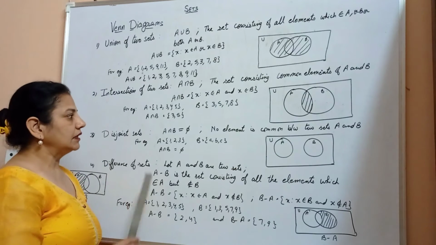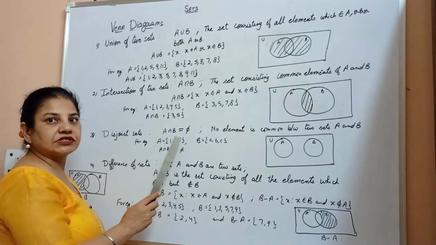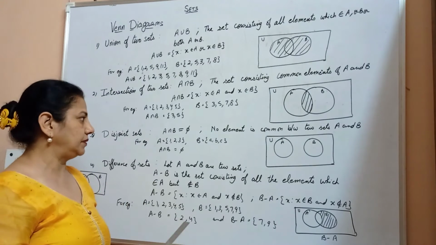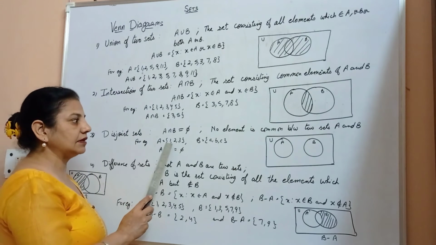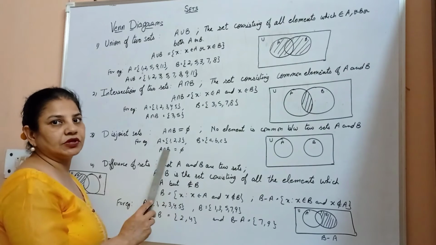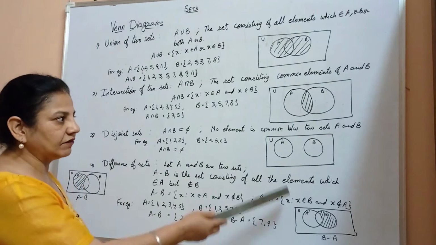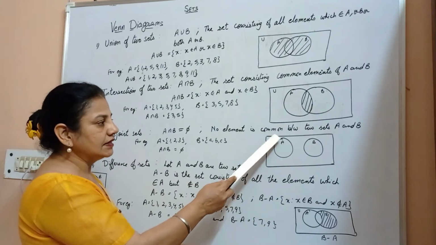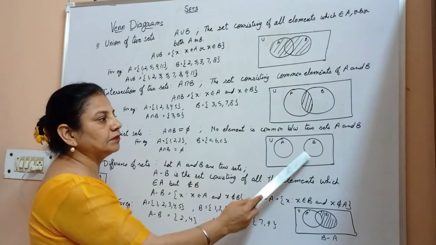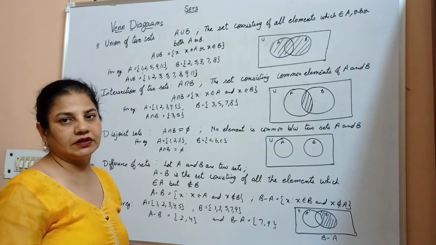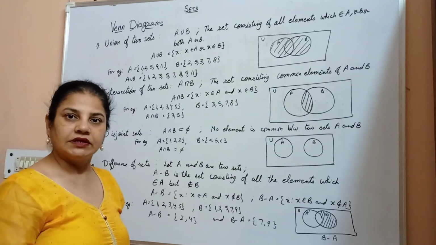Disjoint sets. Disjoint sets means their intersection is the empty set. That means there is no common element between set A and set B. For example, set A has the elements 1, 2, 3 and set B has the elements a, b, c. There is no common element, so their intersection is empty. In the Venn diagram, we can represent disjoint sets as U, a universal set, with set A all alone and set B all alone. There is no common shaded region, so there is no common element in disjoint sets.